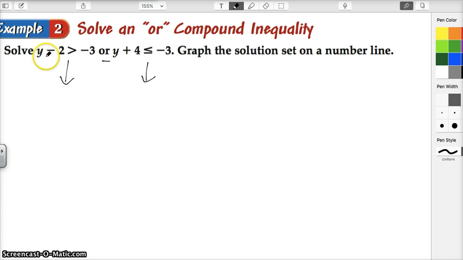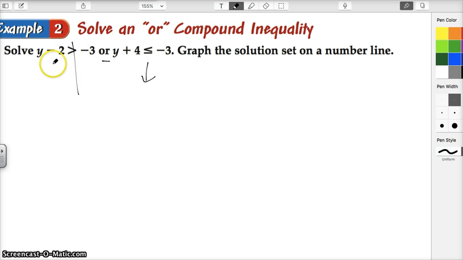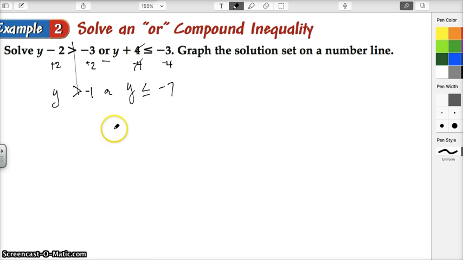I'll take either one. So here, if I'm going to answer this question, I am going to get rid of the 2 by adding a +2 to both sides, and I get that y is greater than 3 plus a -2, -1. So that's one part of my problem, and over here I'm going to get rid of the 4 by adding a -4 to both sides, and then I get y is less than or equal to -7. So I can graph these separately and then graph them together. This is the way we'd write the answer though.